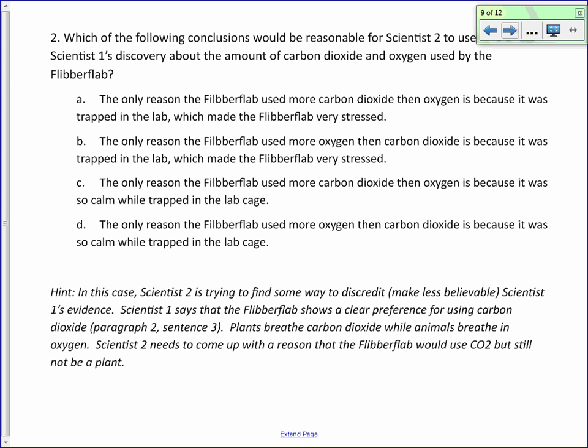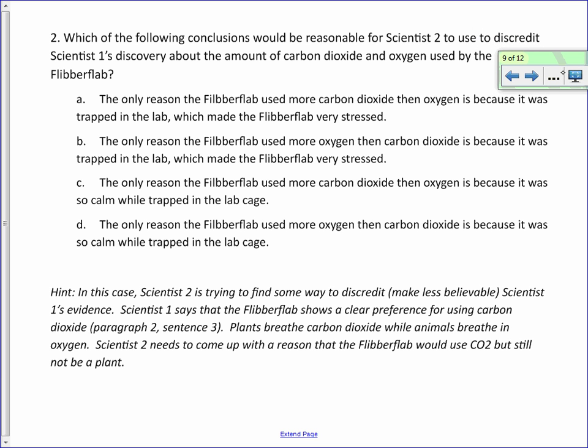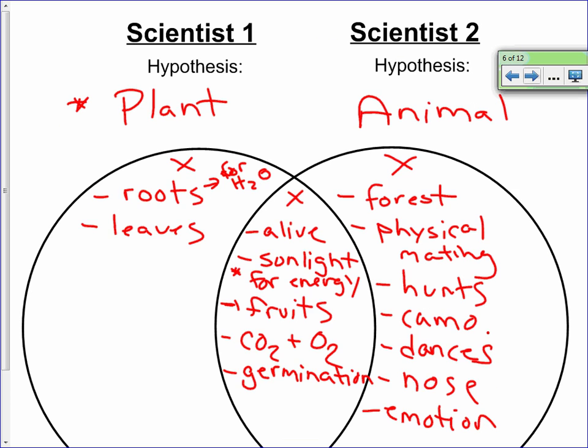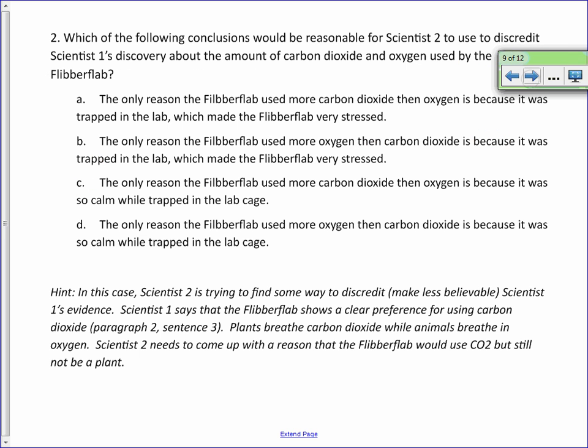Which of the following conclusions would be reasonable for scientist 2 to use to discredit scientist 1's discovery about the amount of carbon dioxide and oxygen used by the flipper? So what we're looking at here is, if you remember back from the beginning, scientist 1 said that they prefer using carbon dioxide, and that's a plant thing, so it must be a plant. All right, so somehow scientist 2 has to discredit that to prove that it is an animal. Which of these would you think scientist 2 would use to discredit that piece of information?